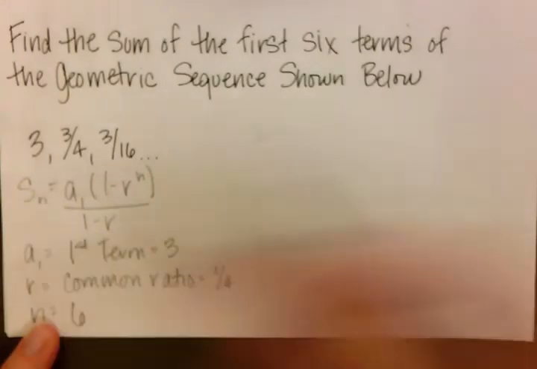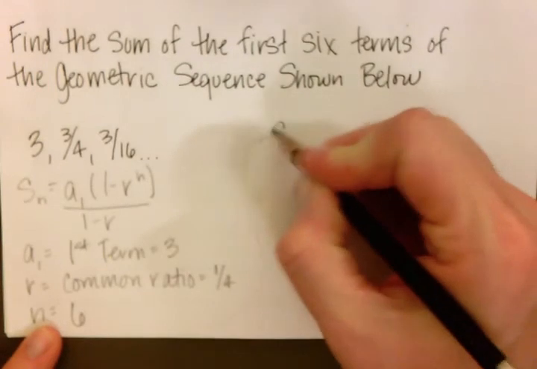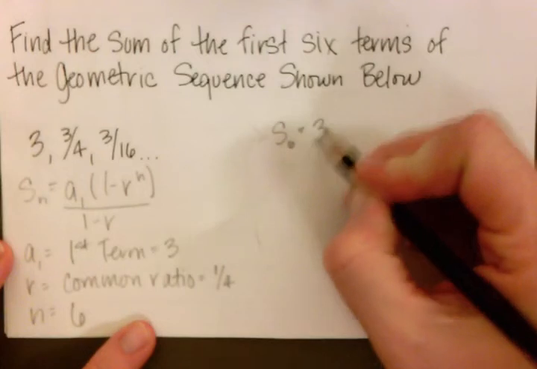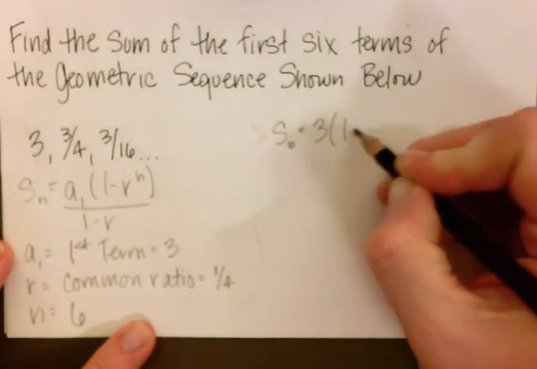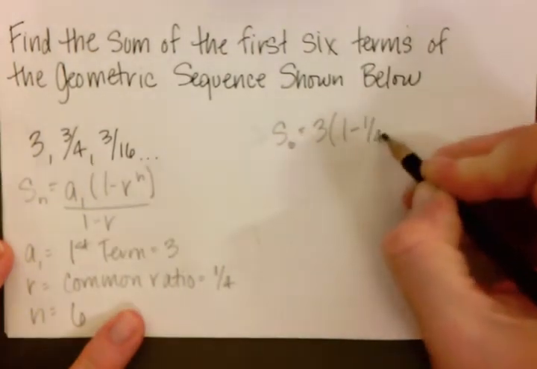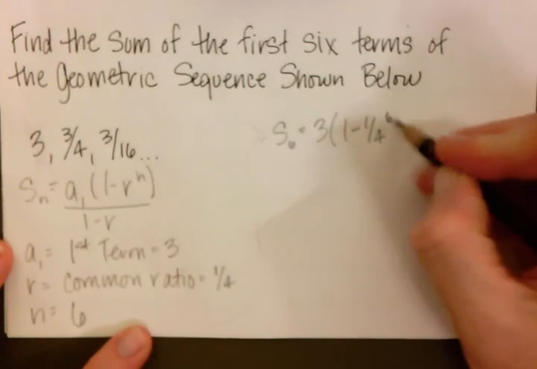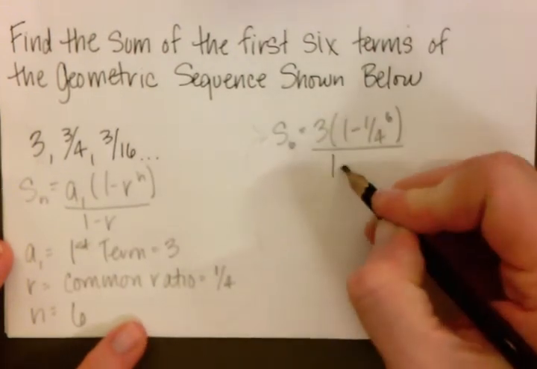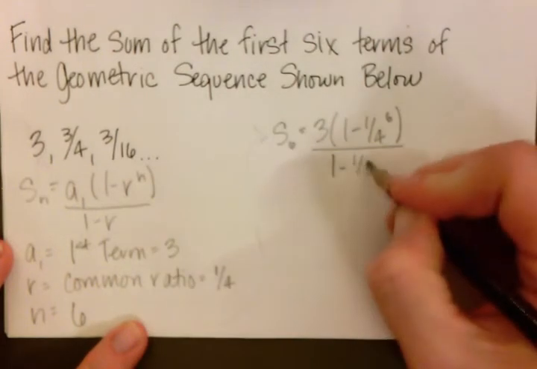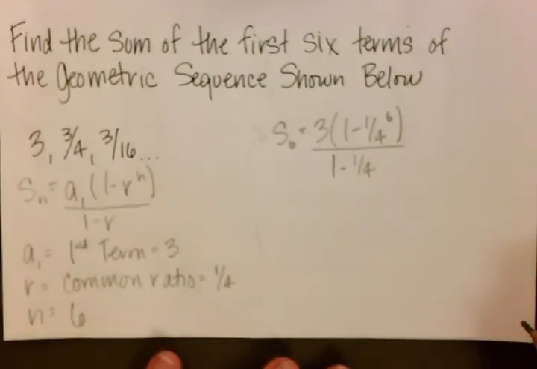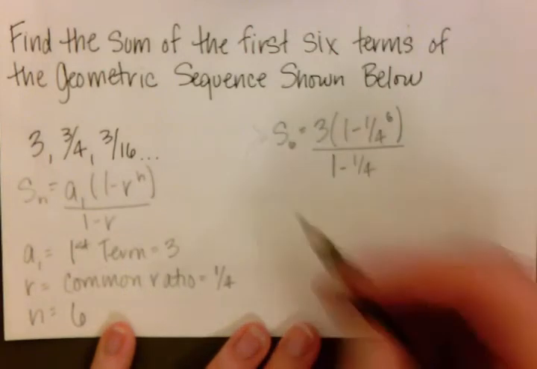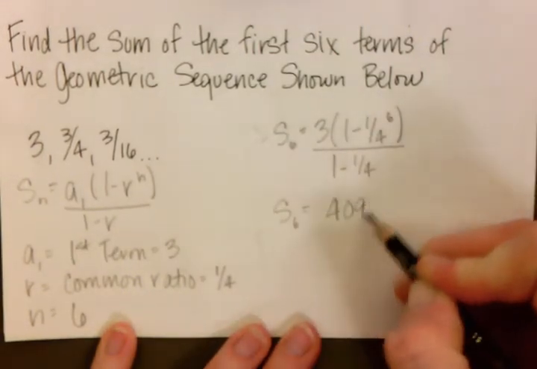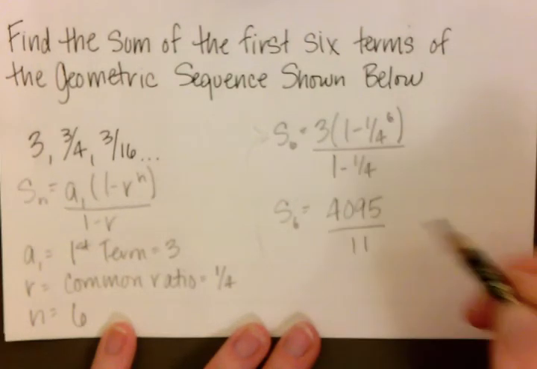So we have S sub n, so we know that's going to be S sub 6 equals a sub 1, so that's 3. We're going to multiply that by 1 minus r, which is 1/4, raised to the nth power, which is going to be 6. All of that is going to be over 1 minus the common ratio, which is 1/4. Now when we solve for that, we're going to get S sub 6 is 4095 over 11.